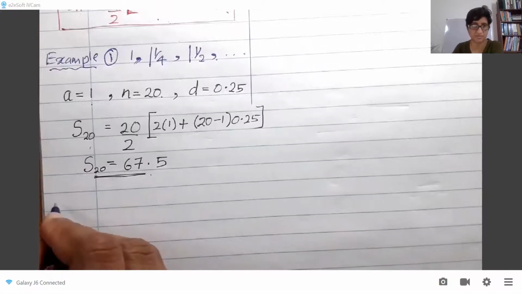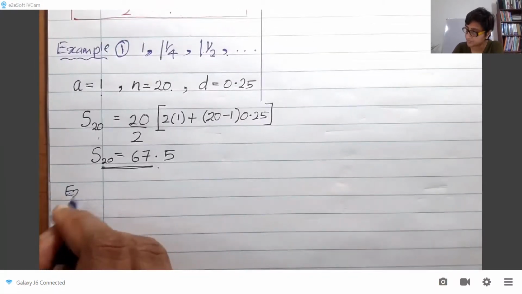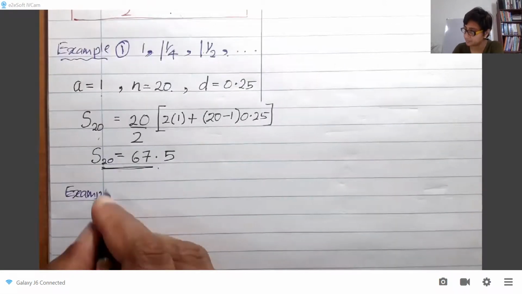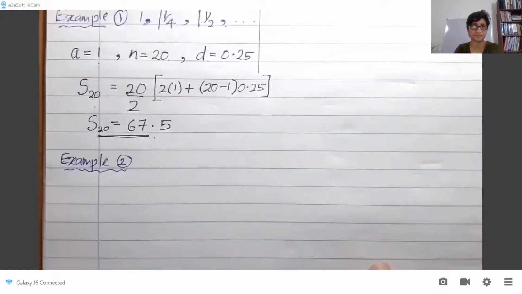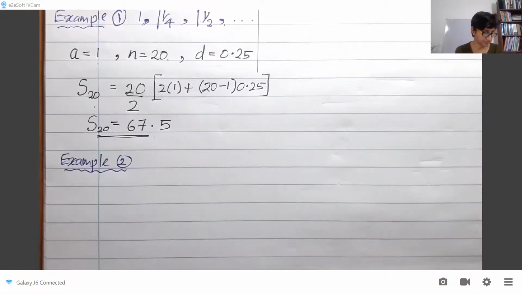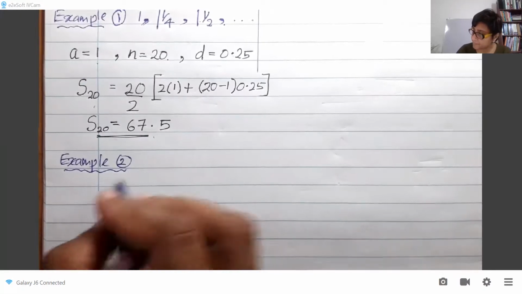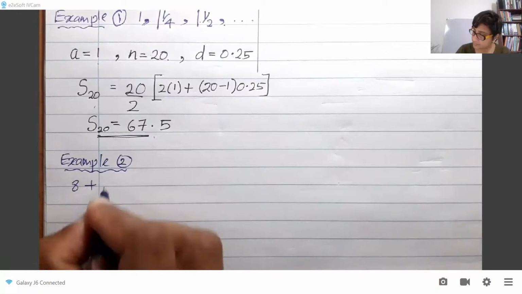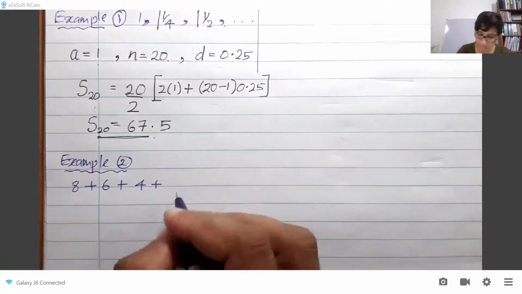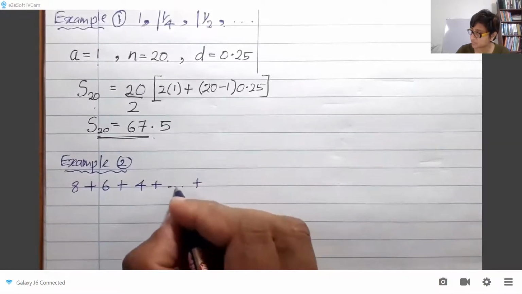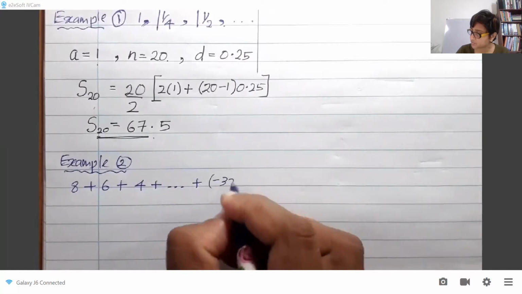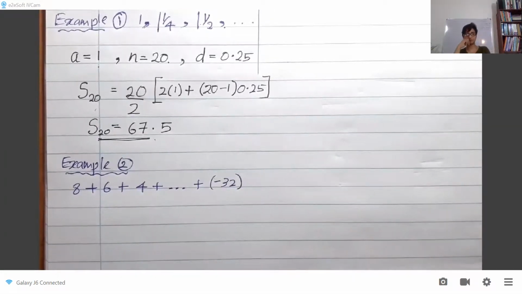Okay. Let's do one more. I'll give you a different set of information for this one. Example 2. All this is happening in the arithmetic column. Find the following sum: 8 plus 6 plus 4 plus ... plus, in the middle there are some terms we don't know, plus minus 32. Find this sum.